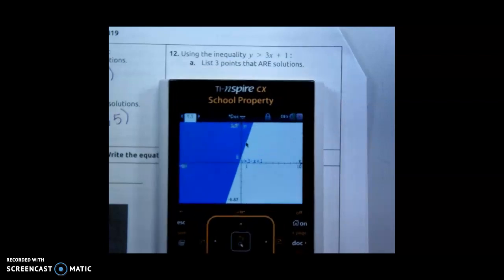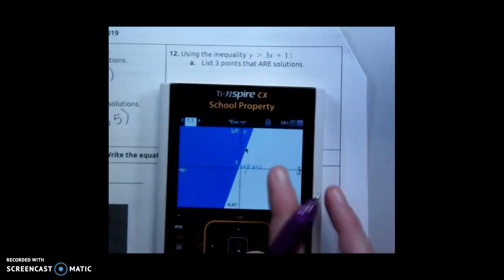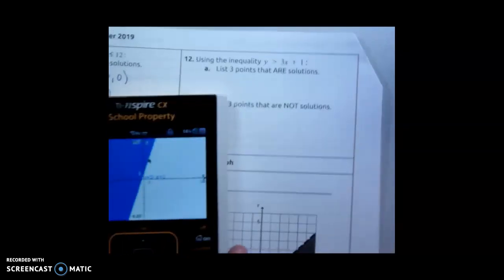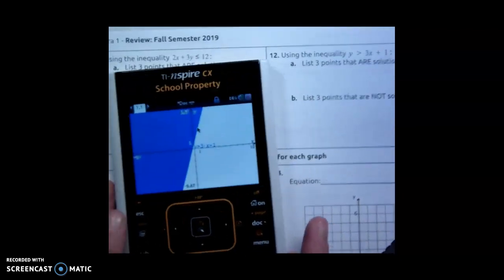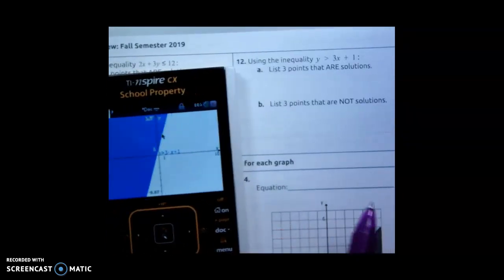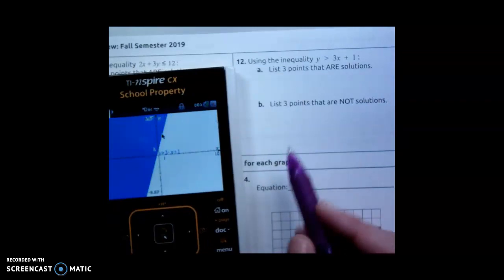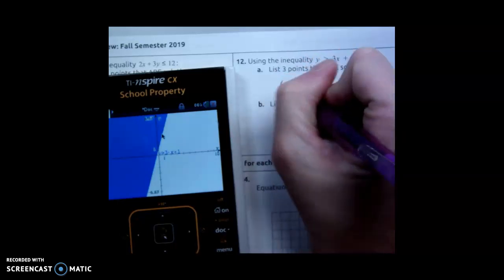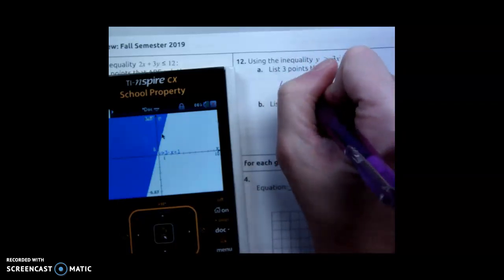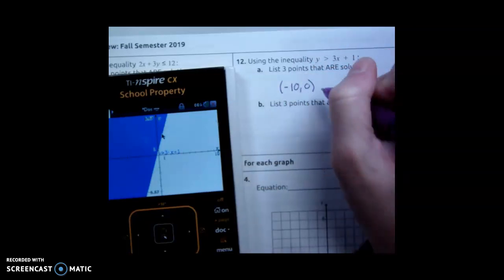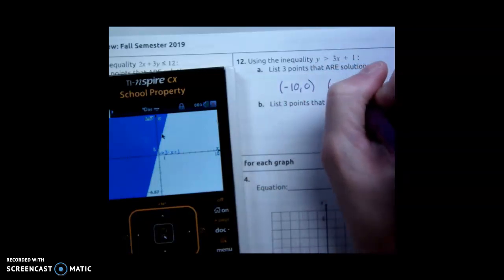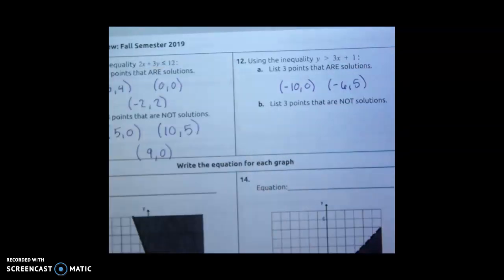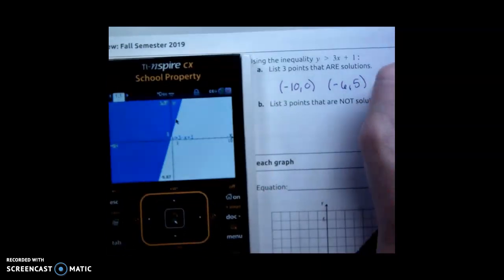Okay, so if you look real close at your calculator, you would see that it is a dotted line. It's probably hard to tell in the video, but it is a dotted line. So in order for us to pick some points that are in the solution set, we cannot choose a point on the line. It just has to be in a shaded area. So I'm just going to come up with some: (-10, 0), and then (-6, 5), and then (0, 3) would be another one.